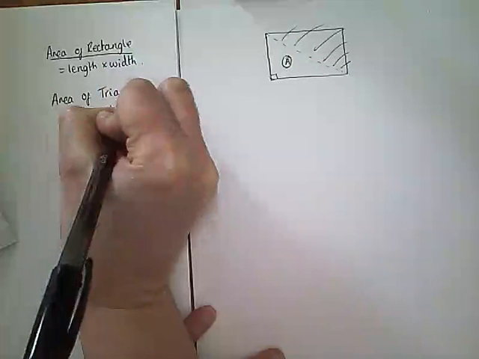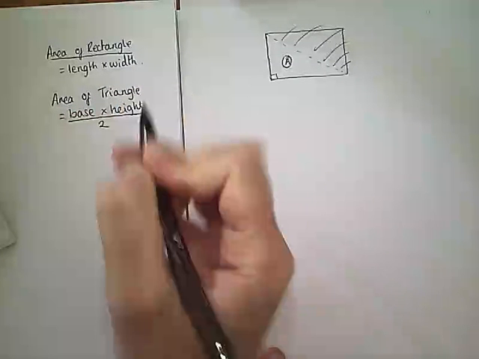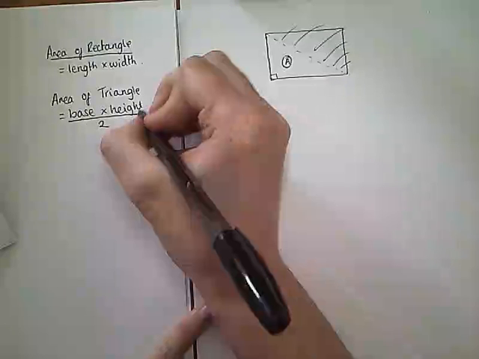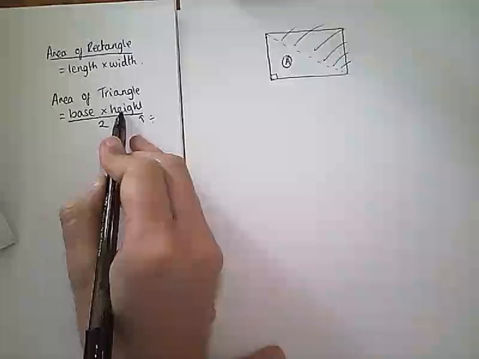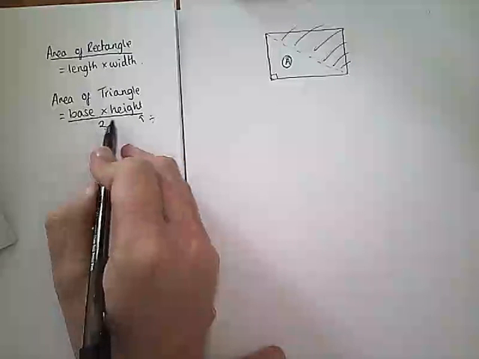I'm using that line to mean divide because that will make it easier for us to write it. You have to do the base times the height first and then divide it by 2. You can't divide the base by 2 and the height by 2, because otherwise you'd end up dividing by 4. Okay, so let's do a little example.